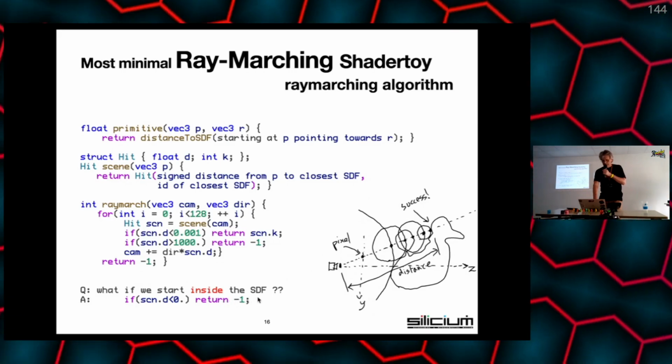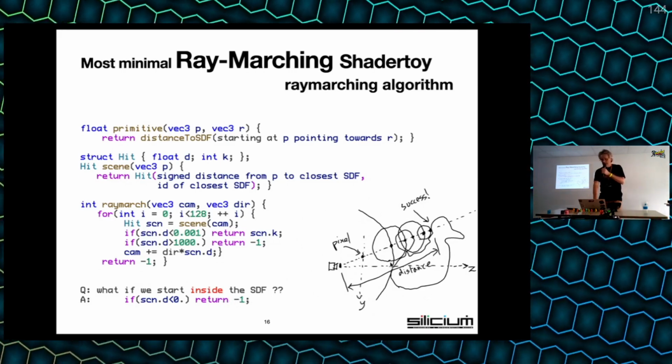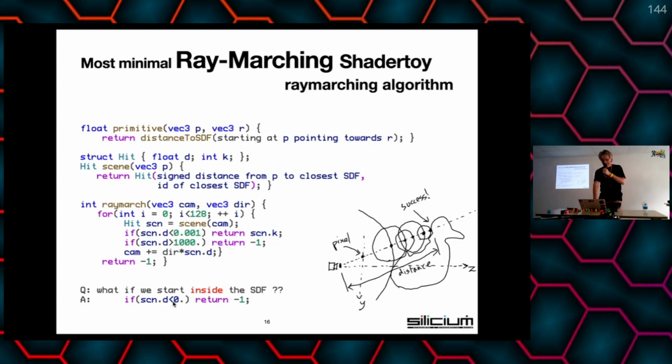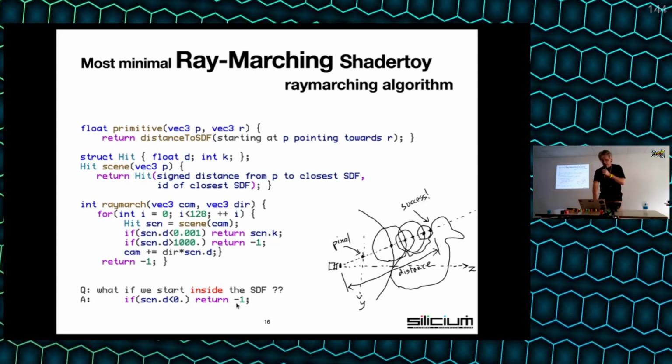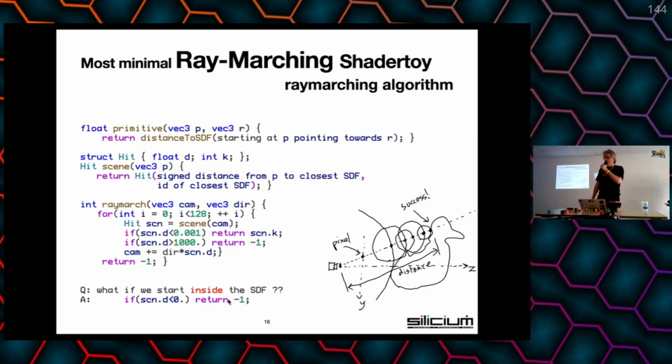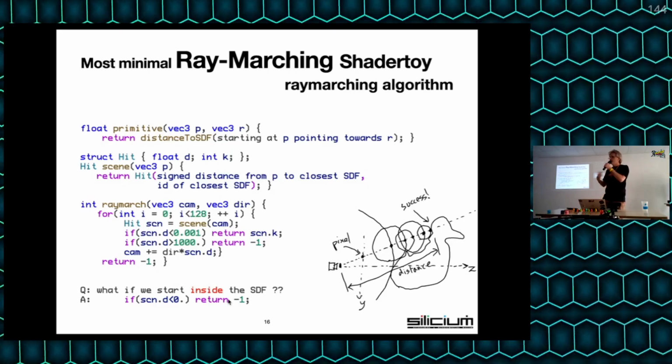In case we start inside, by accident, inside the scene object, inside the signed distance function, we will be getting negative distances. So we can also decide to add one line to handle this case, where we say that if we are inside an object, we can't really see anything, so we just exit.